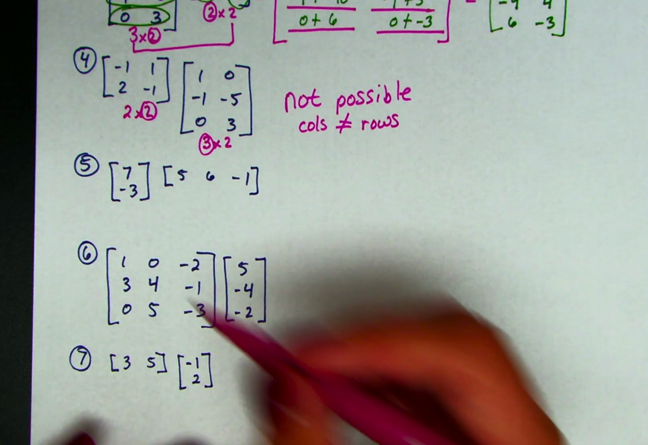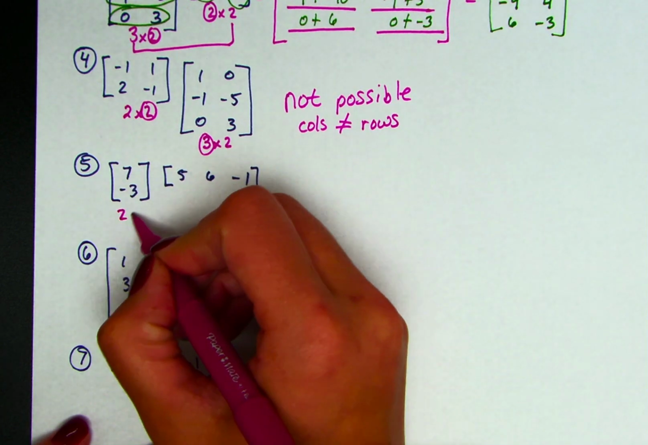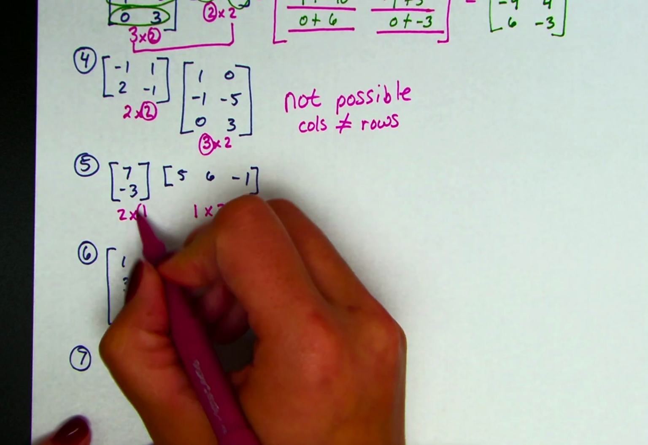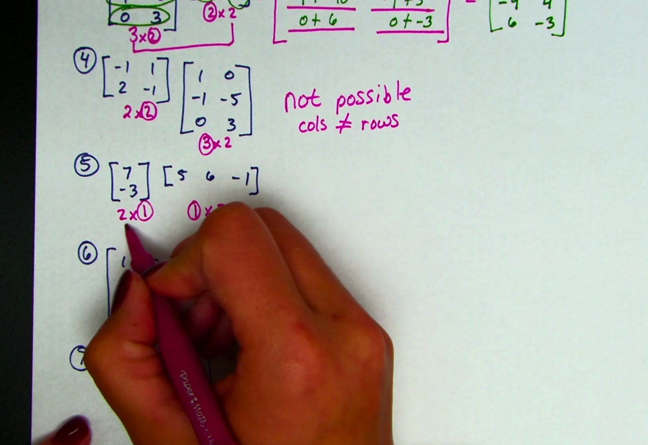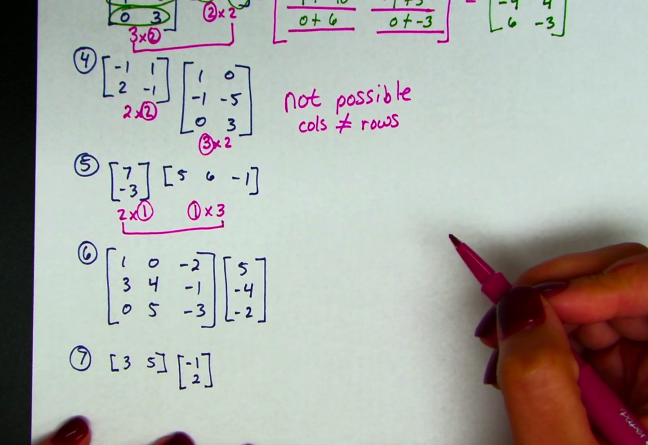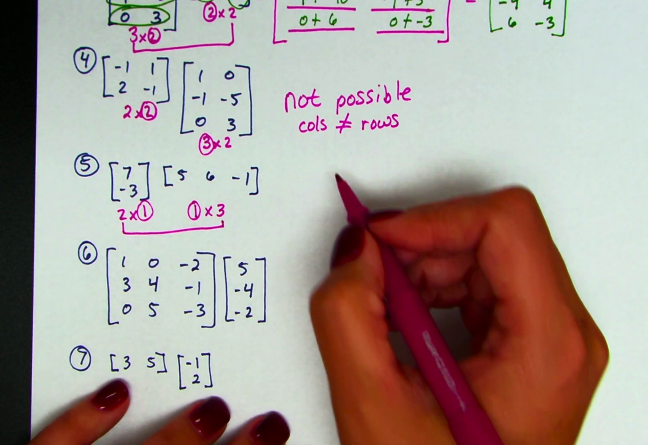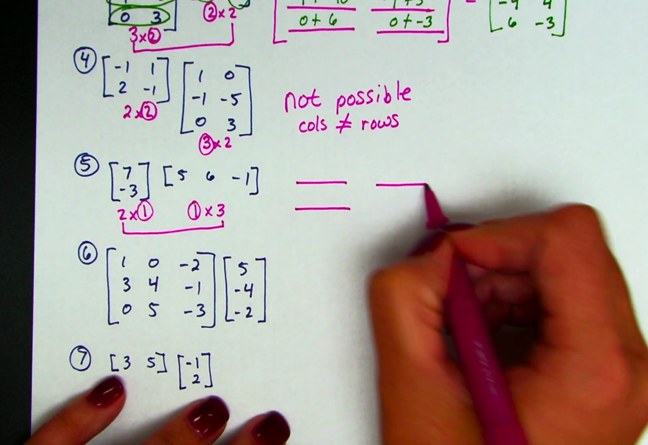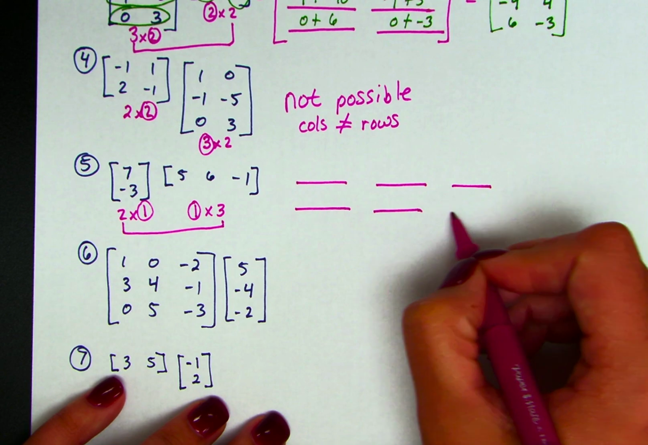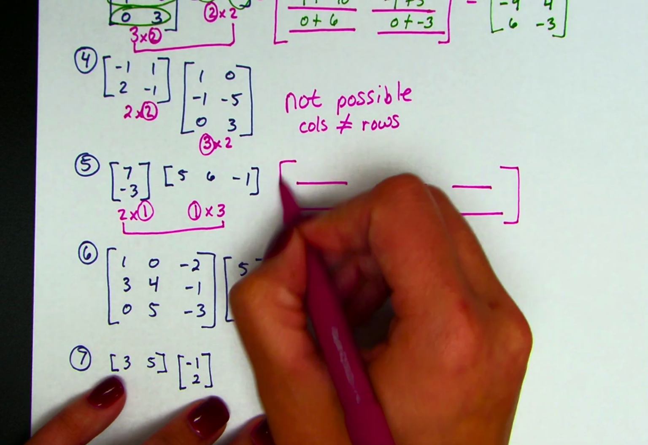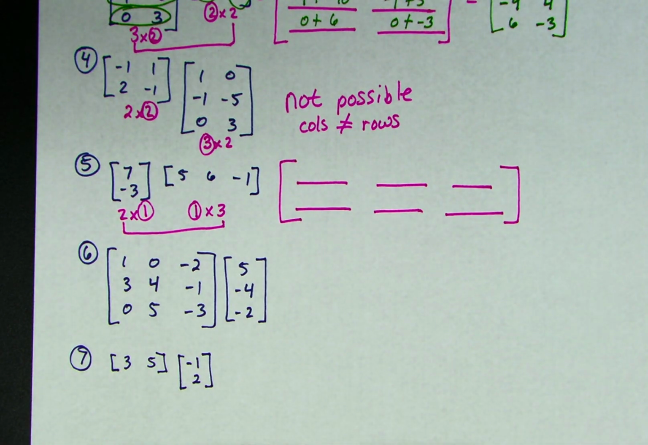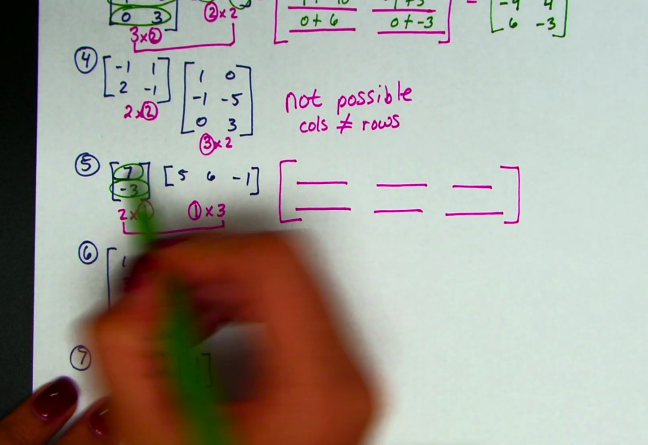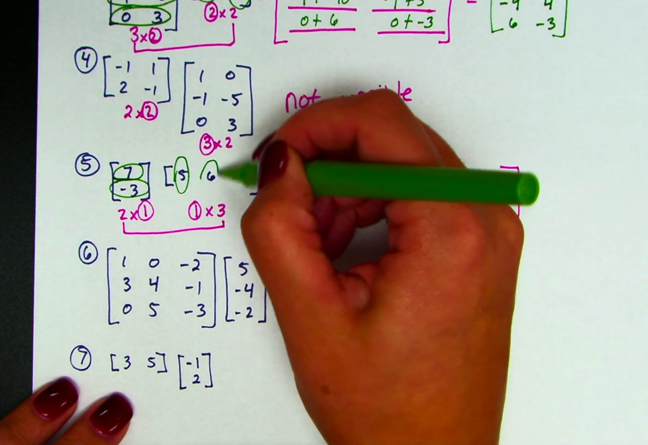Okay, so now I'm going on to the next one. So I have 2 rows, 1 column, and then 1 row and 3 columns. So inside numbers match, and that means I'm going to have a 2 by 3 matrix. So 2 rows and 3 columns. Okay, so again, rows of the first, columns of the second.